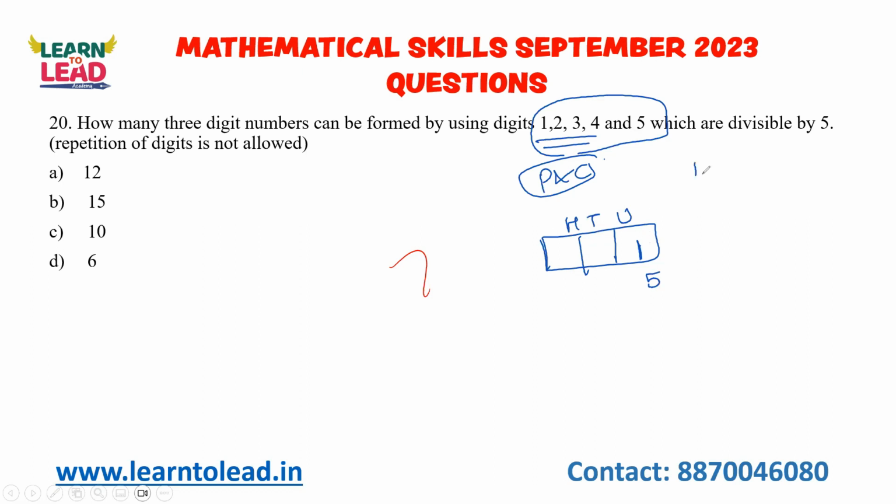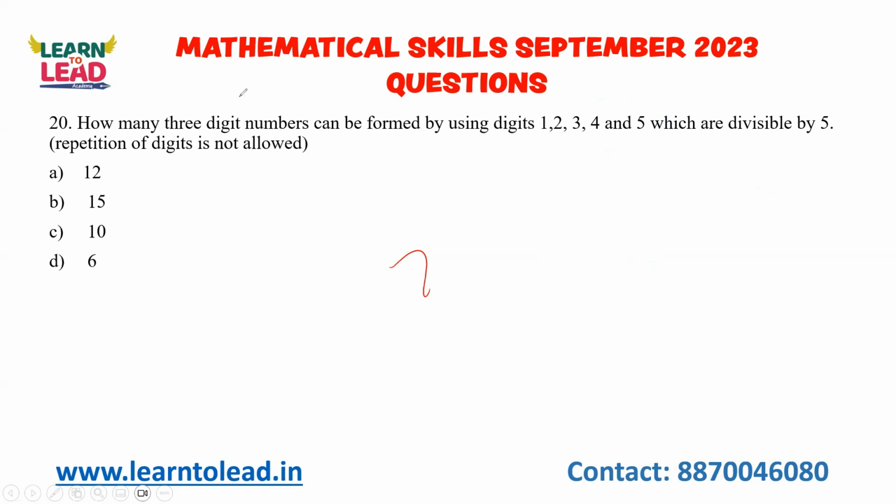Okay, now how many digits remain? 1, 2, 3, 4, so 4 digits are there. In the hundreds place and tens place, there are no restrictions. The given condition is that the number should be divisible by 5, so the units place should end with 0 or 5. So 4 digits are available for the tens place. If I place any one digit in the tens place, the remaining 3 digits are available for the hundreds place. So 3 fours are 12 is your answer.